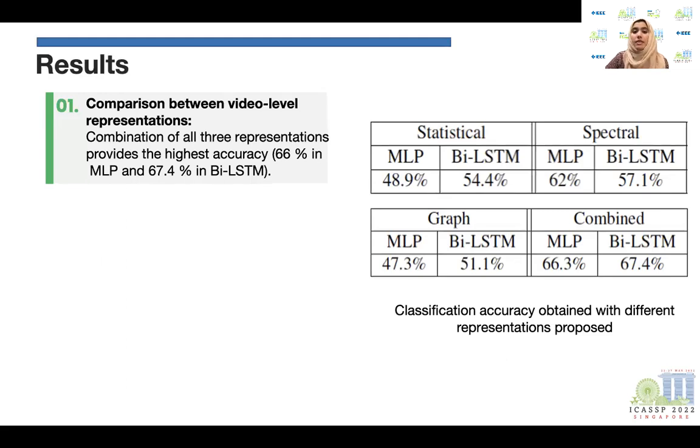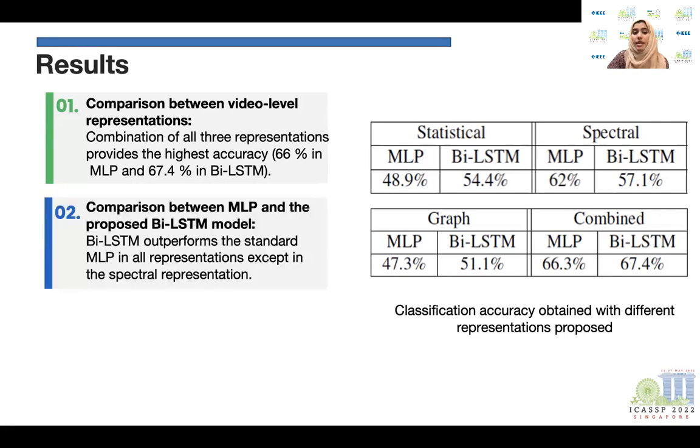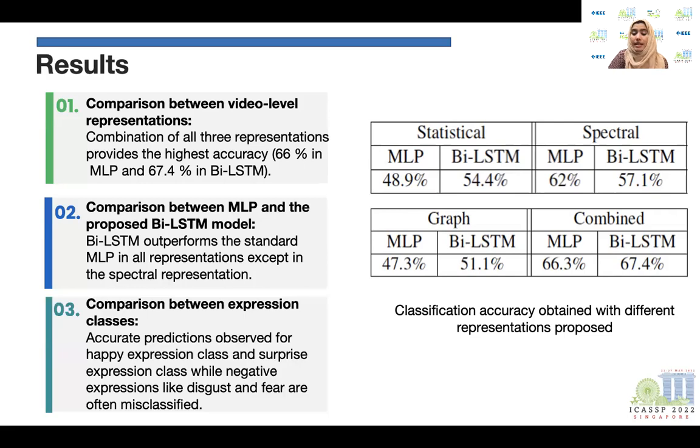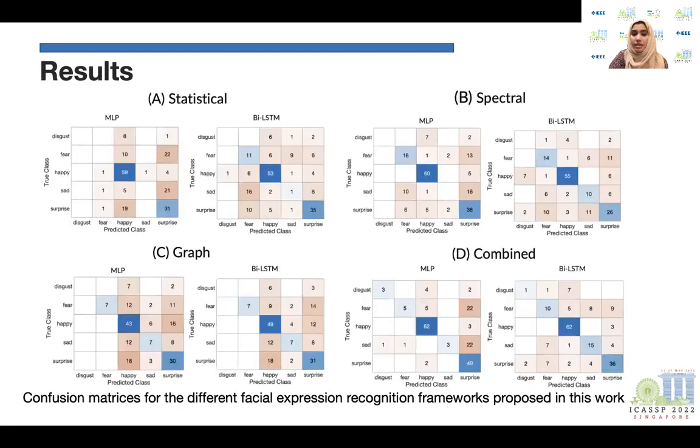Comparison between video level representations. So as you can see, the combined representation provides us with the highest accuracy in MLP and even higher in BiLSTM. Comparison between MLP and the proposed BiLSTM model. So the BiLSTM model actually outperforms MLP in all the representations except for in spectral representation. And comparison between expression classes.